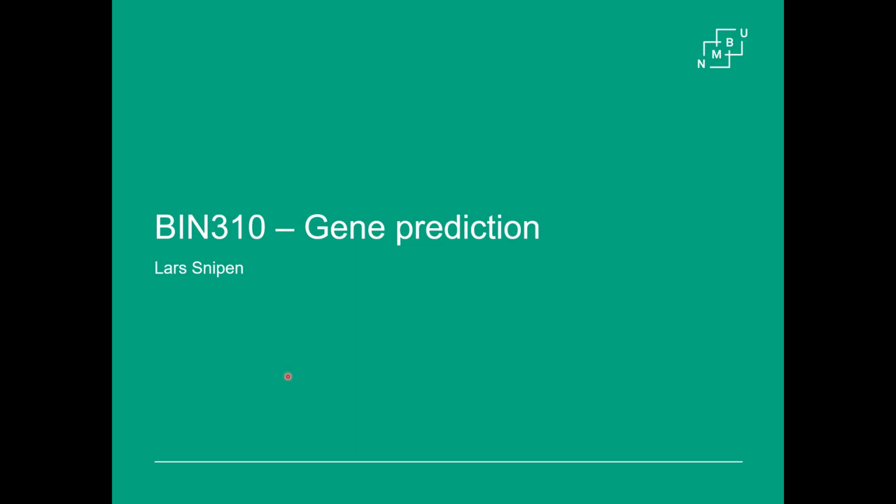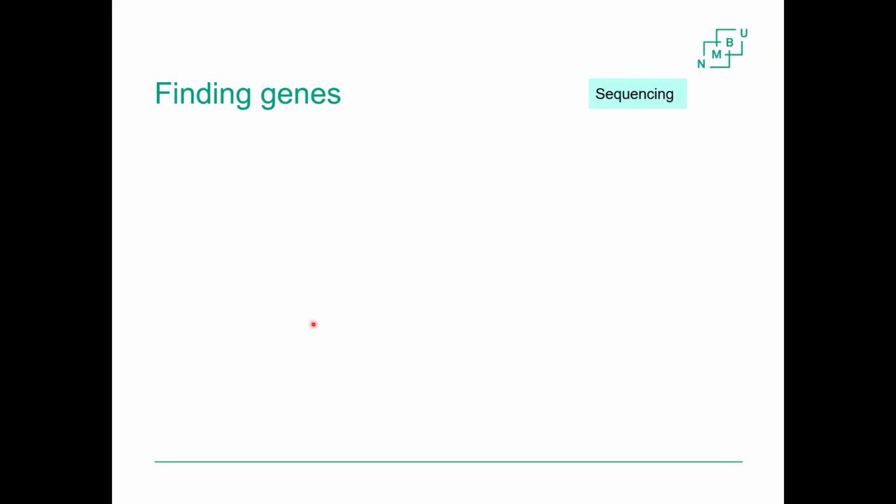Okay, gene prediction. Finding the genes in the genomes. So we have sequenced some genome, right? And then we have done some assembly to produce some contigs. We did this a couple of modules ago.